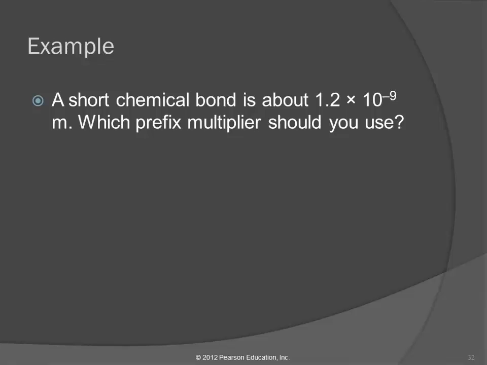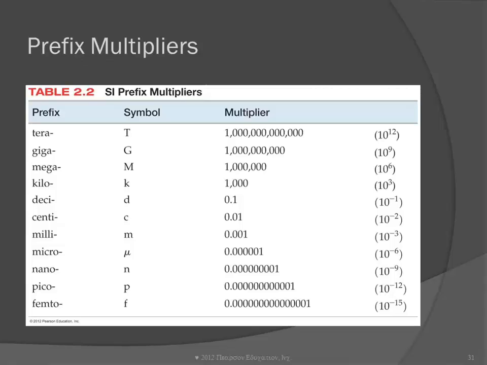So here's an example. A short chemical bond is about 1.2 times 10 to the minus 9th meters. Which prefix multiplier should you use to have a unit that's similar in size to that bond? Well, let's go back and look at these prefixes. Which one is close to 10 to the minus 9? Nano. So we're going to use nano.